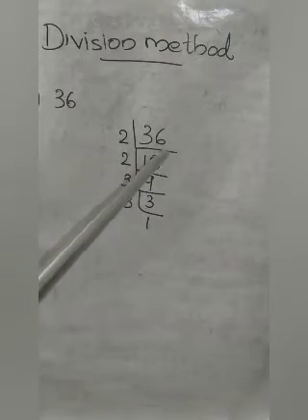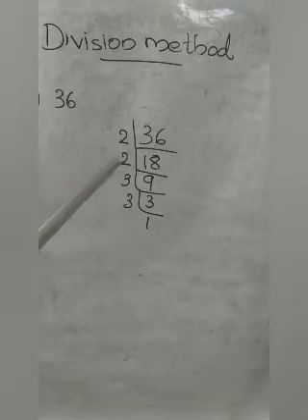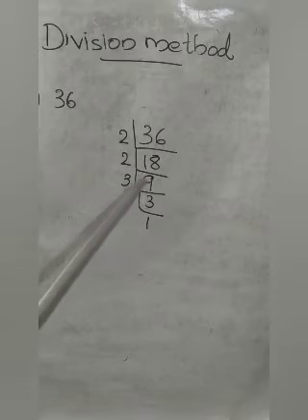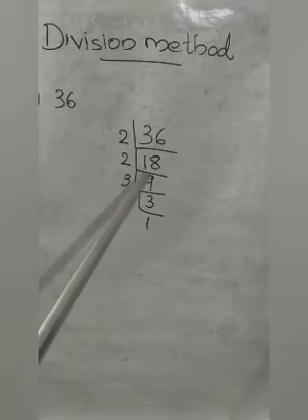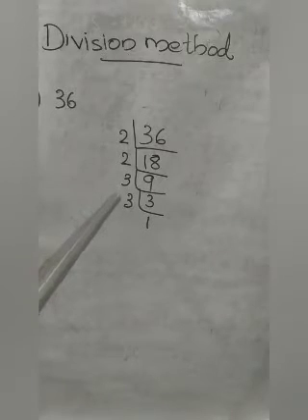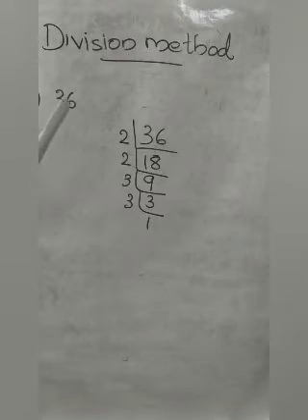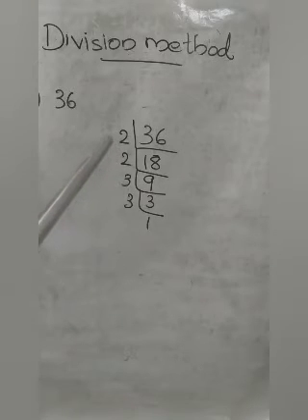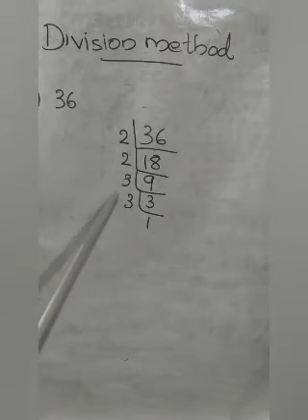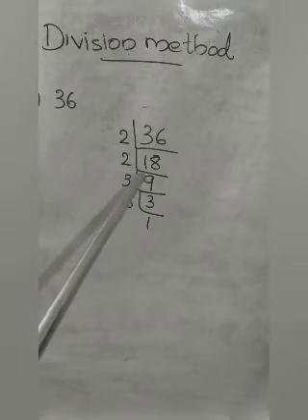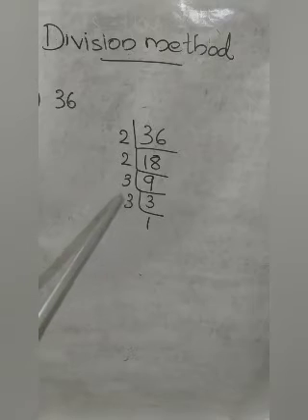Again 18 is an even number, so we can use 2. 2 is a factor. So 2 in 18 how many times? 9 times. Now 9 is not an even number, so we cannot use 2. But which number can we use? 3. We cannot use 9 because 9 is not a prime number. We can use only prime numbers here, because we are doing prime factorization. So we are using 3. 3 in 9 how many times? 3.